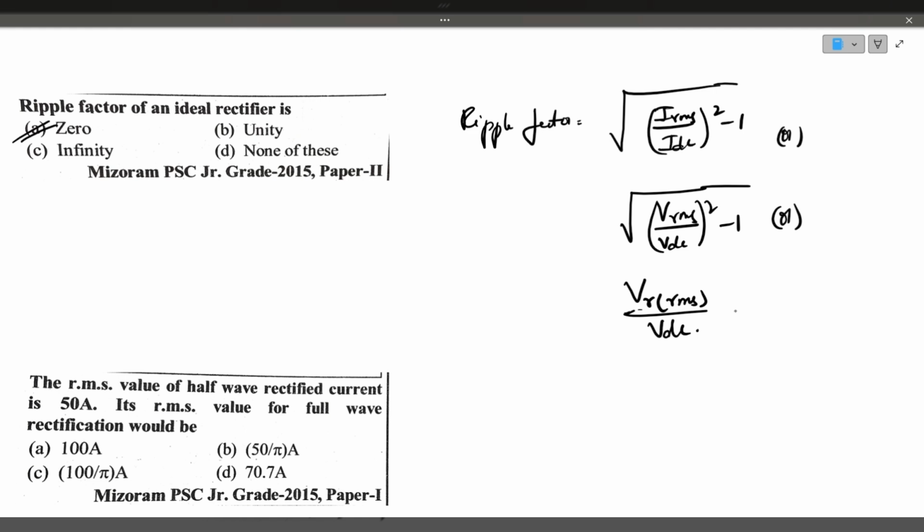Basically, the ripple voltage should be 0. There should not be any ripples. So ideally speaking, the ripple factor is equal to 0. We don't want the ripples to exist in the output. So ideally the ripple voltage should be 0. So the answer is 0.